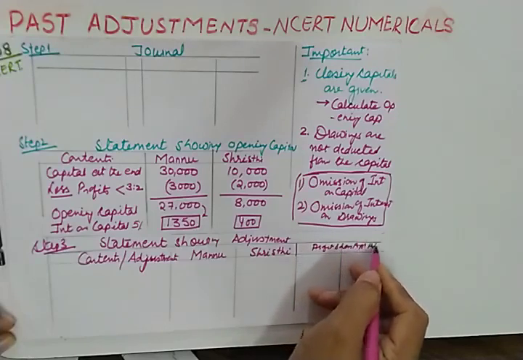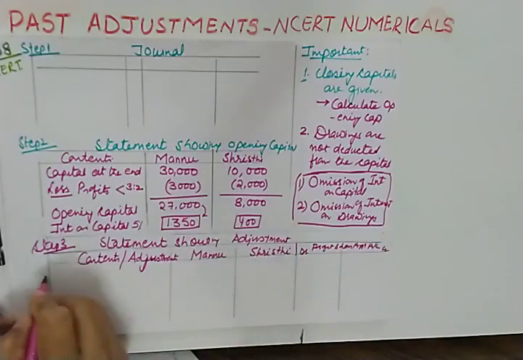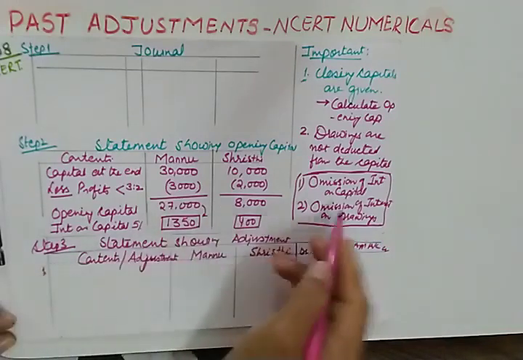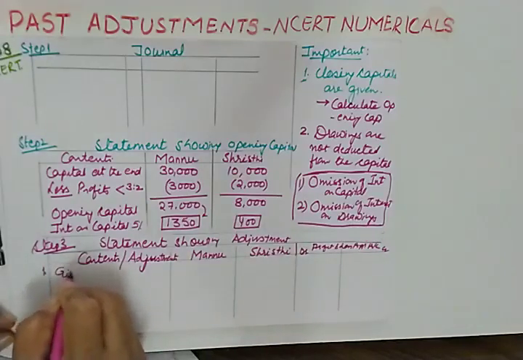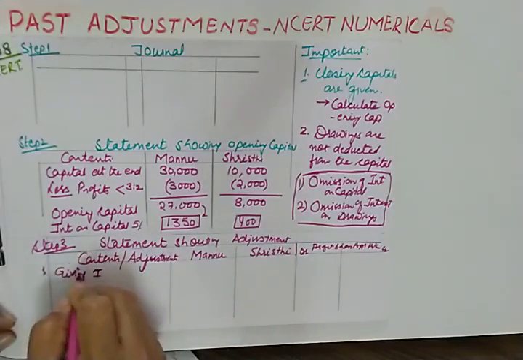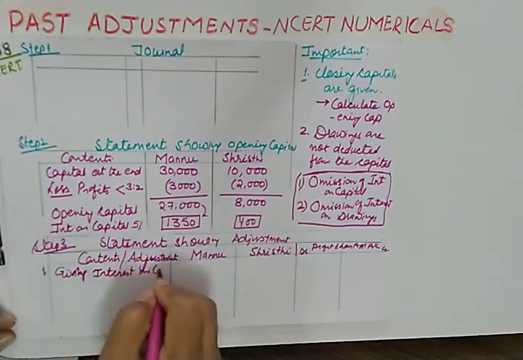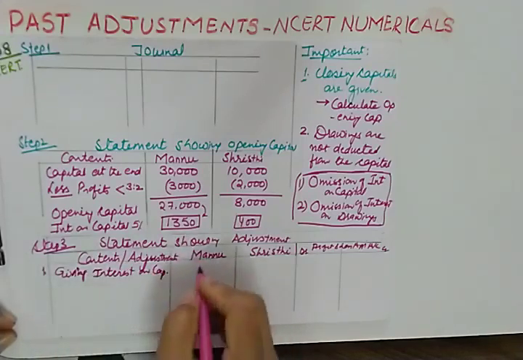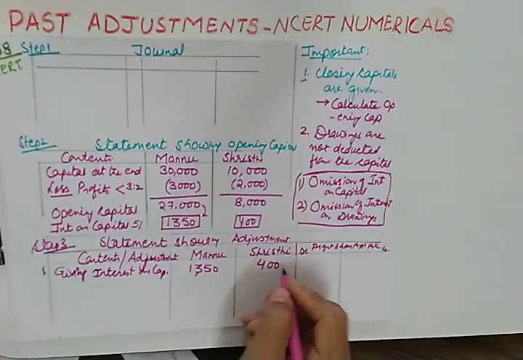Sometimes in some books this form is written, but otherwise this is the profit and loss appropriation account. This we are making in the similar format, debit and credit. This side is debit side, this side is credit side. So let us write the first omission. First omission is interest on capital. How much interest on capital? On Manu's capital it is 1350 and 400 on Srishti's capital.